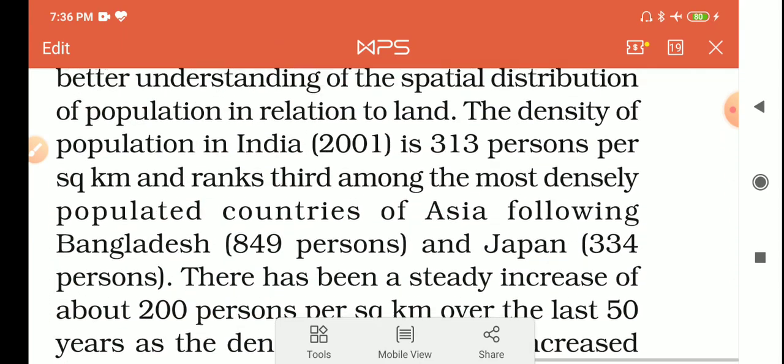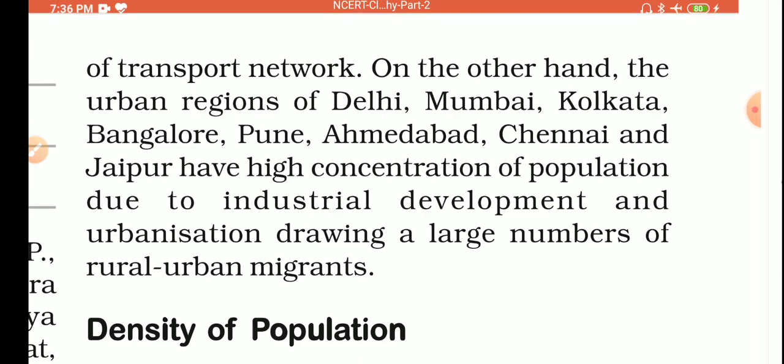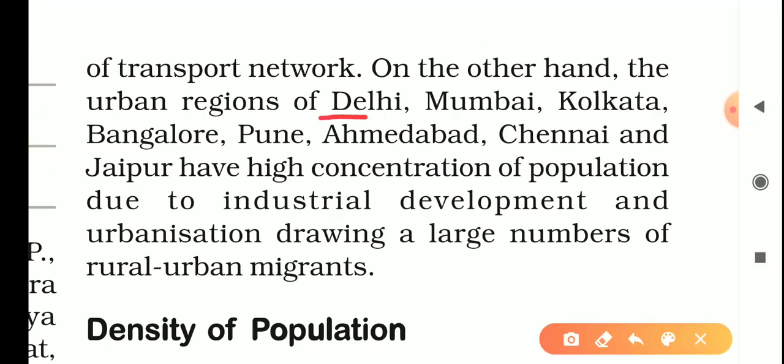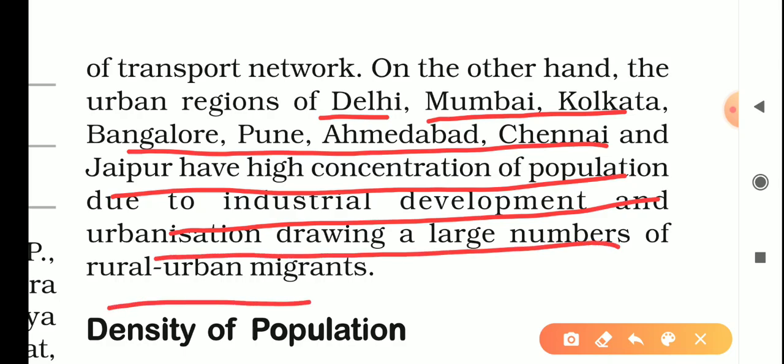Now come here, development of transport network. On the other hand, the urban regions of Delhi, Mumbai, Kolkata, Bangalore, Pune, Ahmednagar, Chennai, and Jaipur have high concentration of population due to industrial development and urbanization, drawing a large number of rural-urban migrants. So, in these cities, the main factor is rural-urban migration. People from surrounding rural areas come to the urban areas of Delhi, Kolkata, and these big cities.